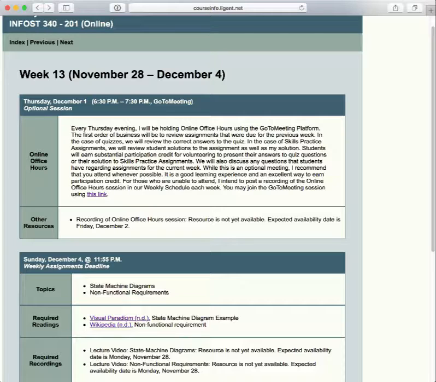This is a lecture for my systems analysis course, and so I'm going to be talking about state machine diagrams, which are part of the UML, the Unified Modeling Language. I'm going to be talking about them particularly in relation to how we're using them in our course.